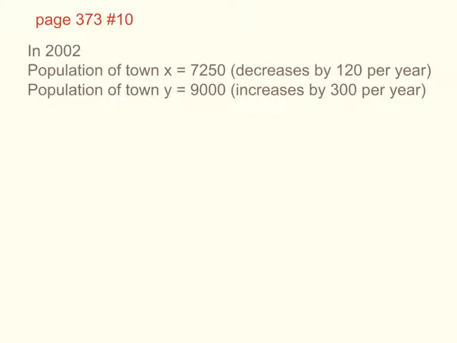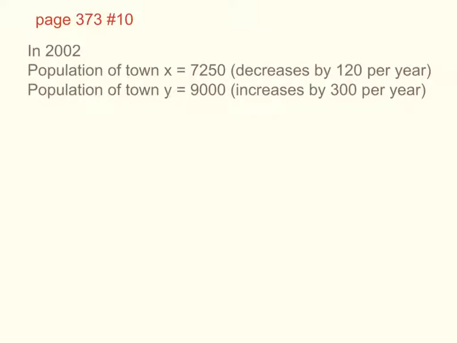So after 2002, town X, which is smaller, is going down, and town Y, which has a larger population, is going up. So they're definitely not going to meet after that point, because town Y is already larger, and if it's just getting more and more larger, then they're getting further away from each other. So it definitely happens before year 2002.